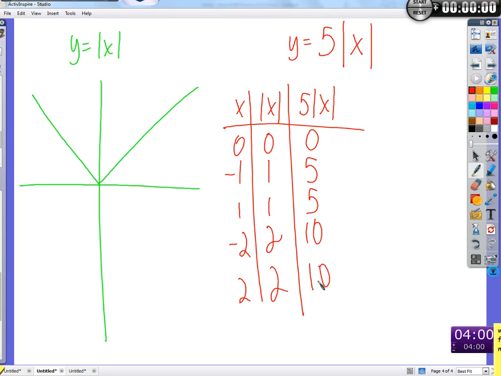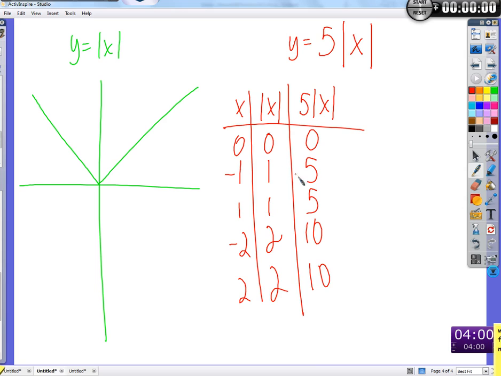So when you look at the outputs of the original function, the parent function, absolute value of x, and the values of 5 times the absolute value of x, how do they compare? It's the same if it's negative or positive. Negative or positive, similar to the absolute value function, right? Absolute value is the same whether it's positive or negative.